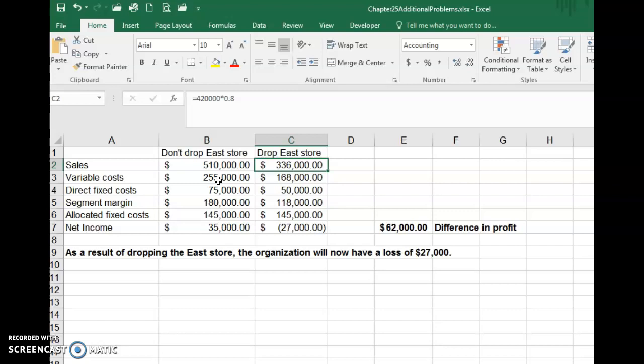So now, basically, you have only West Store, and then the sales would be 336, which is 20% lower. But that also means that variable expenses will also be 20% less. They will be 80% of that 210, which is equal to our 168.